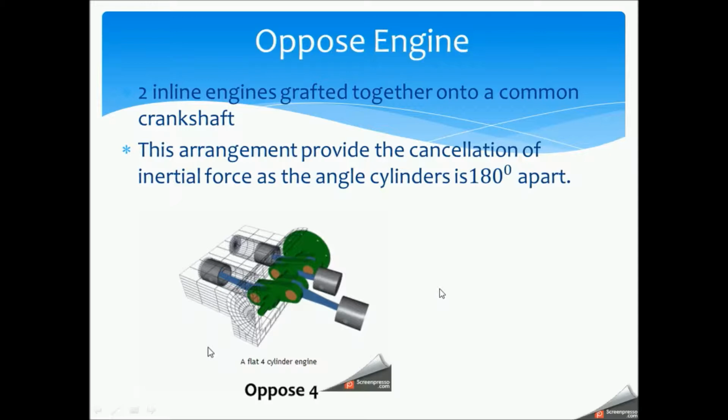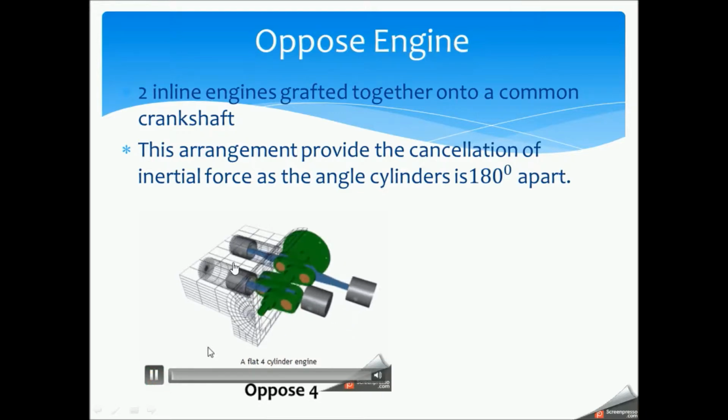Next, it will be the opposed engines. As we can see, opposed engines can be seen as two inline engines merged together at an angle of 180 degrees from each other, with a center merged up with a common crankshaft. In this opposed engine design, there is a benefit of the cancellation of inertial force. So let's have a look on the animations.